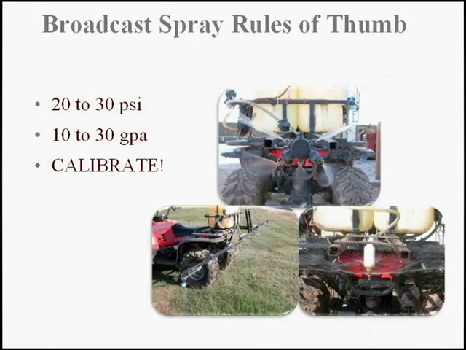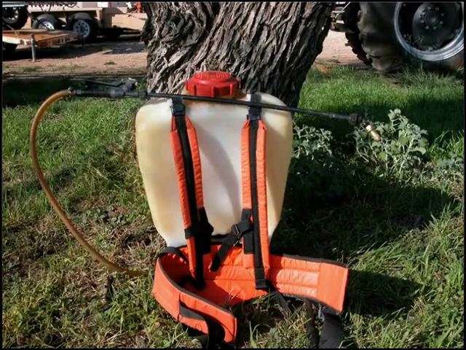Also, please calibrate your machinery. If you don't calibrate to where you know exactly how much water you're putting out, how much mix, then you're either going to be overshooting or undershooting on your herbicide. And sometimes you may think that the herbicide didn't work on your plants, but in fact you weren't putting out enough herbicide because your machinery wasn't quite calibrated correctly.